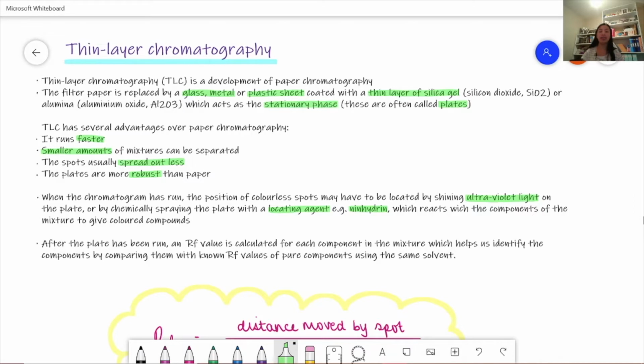And after the plate has been run, an RF value is calculated for each component in the mixture. This helps us identify the components because we can compare them with known RF values of pure components using the same solvent.